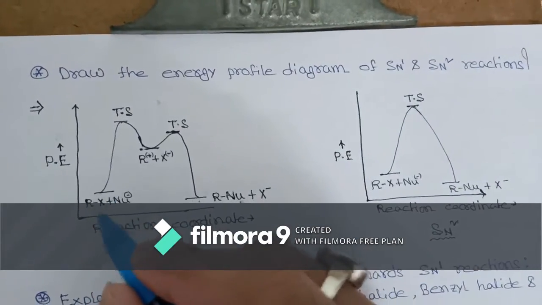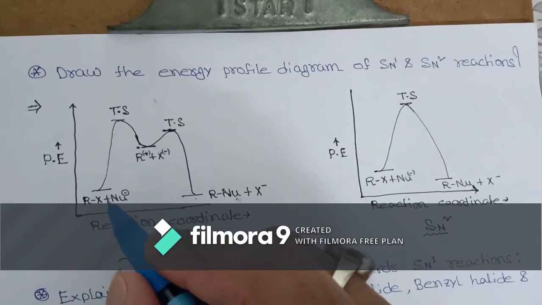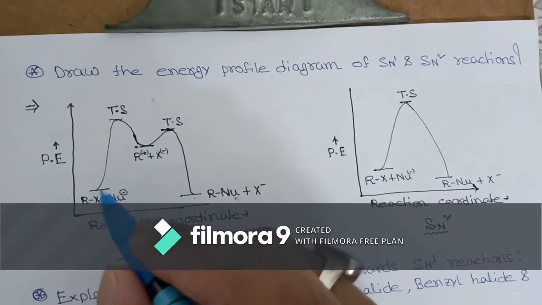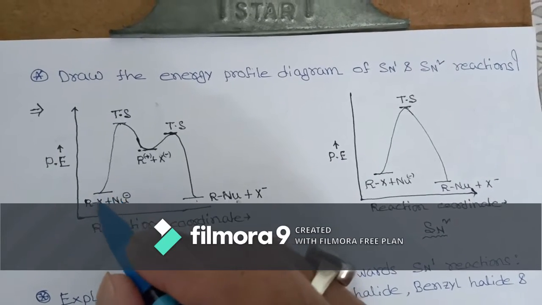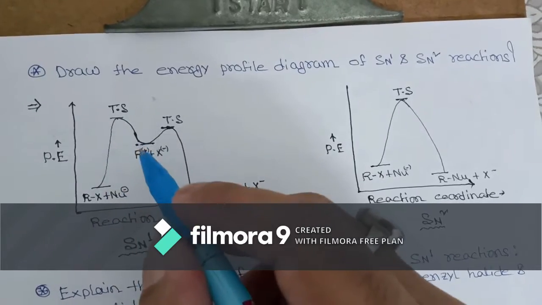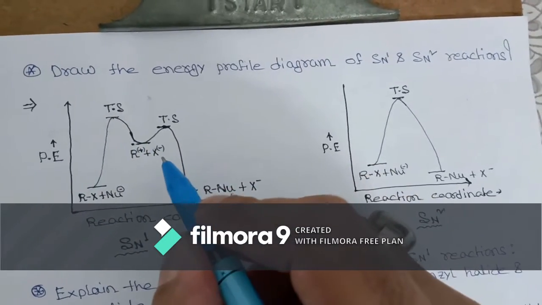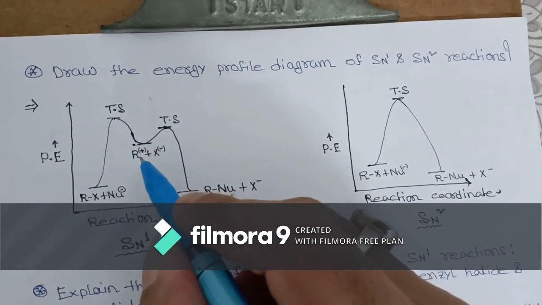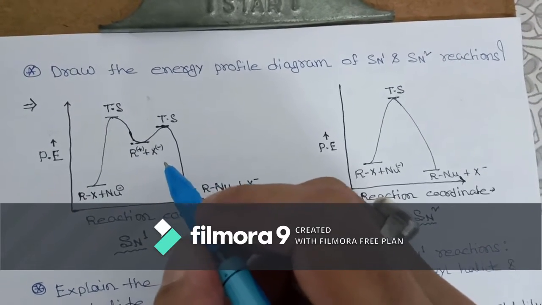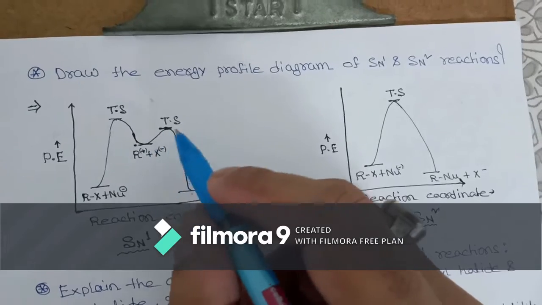This is your substrate, that is the alkyl halide, and you are treating it with a nucleophile. So, in the first step there will be cleavage of this bond, so formation of R plus and X minus will be there. This is the first step. And in the second step, the nucleophile will react with R plus, so there will be a bond between R and the nucleophile. This is your second step.